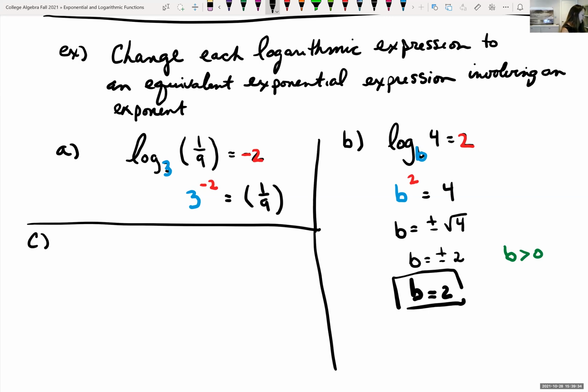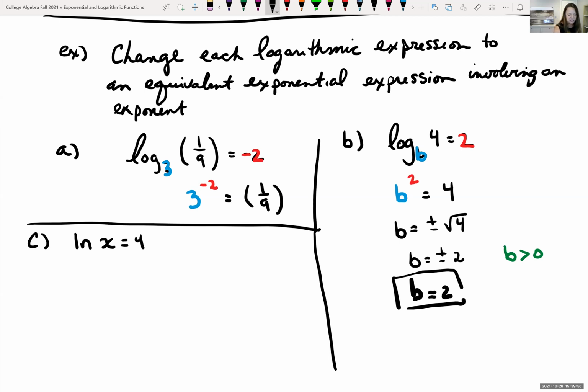What if it was ln of x equals 4? So that is not a 1 and an n, it's an L and an N. Well, maybe you really need to know this.